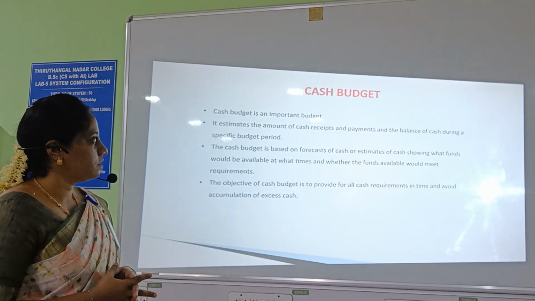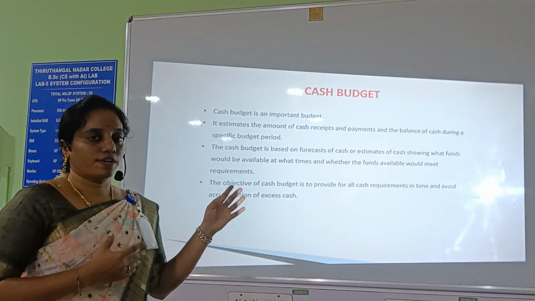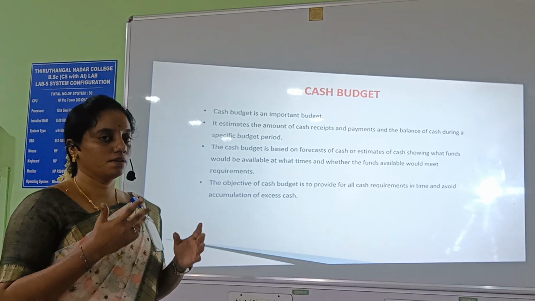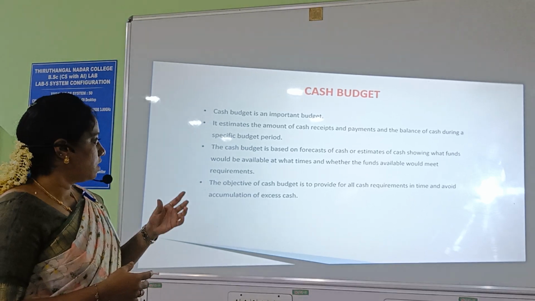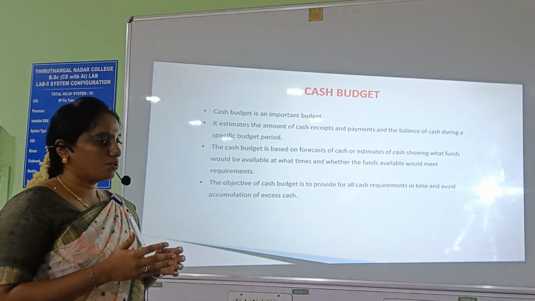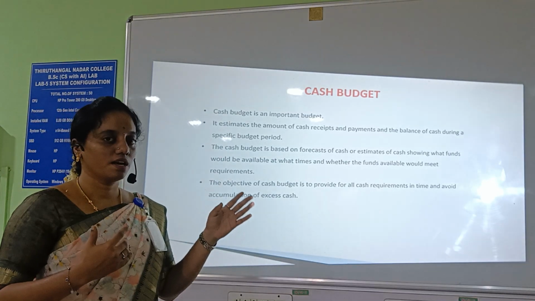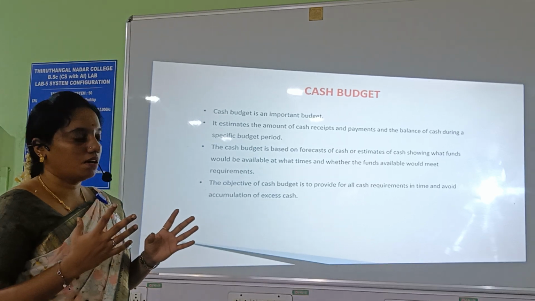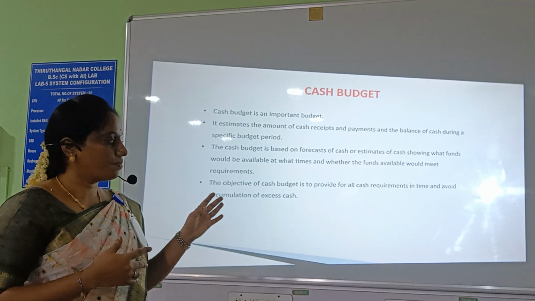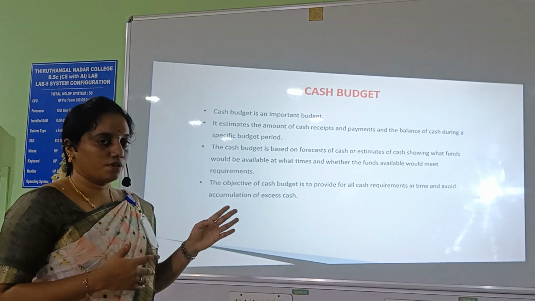Last one is cash budget. It is an important budget in any business. It estimates the amount of cash receipts and payments which have to be received and paid during the time period. The cash budget is based on a forecast of cash, showing what funds would be available at what times and whether the funds could meet requirements. The objective of cash budget is to provide for all cash requirements in time and avoid accumulation of excess cash.